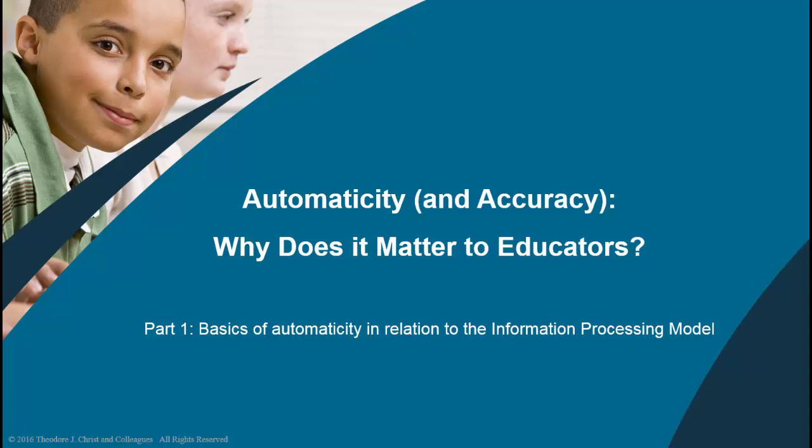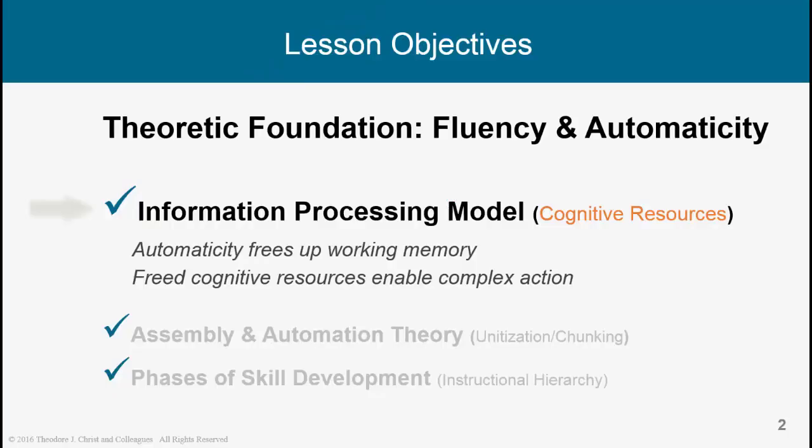In this lesson, we'll be discussing the basics of automaticity and how it relates to the information processing model and allows for more efficient student learning. And our objectives for this lesson are to examine the information processing model, which illustrates that if automaticity is absent, reading comprehension and higher level reading skills are not possible.